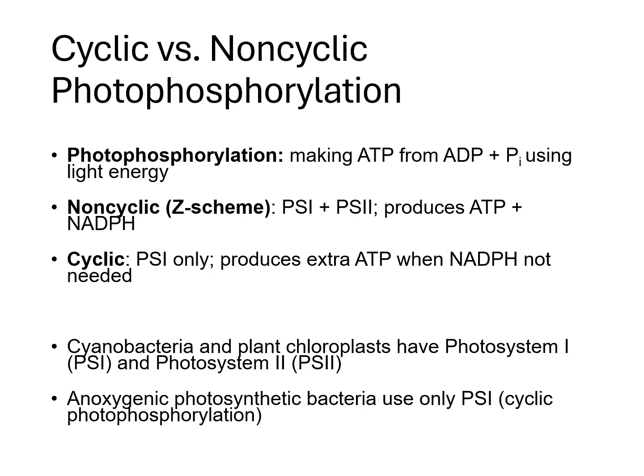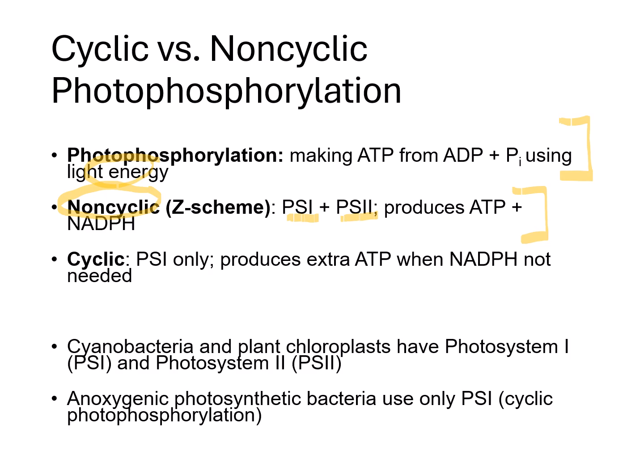So, photophosphorylation is the process of making ATP from ADP and phosphate using energy from light. There are two types of photophosphorylation. Non-cyclic uses photosystems 1 and 2 and produces ATP and NADPH, in addition to oxygen if it's oxygenic photosynthesis.